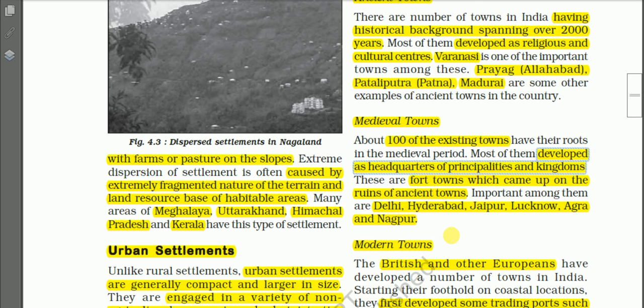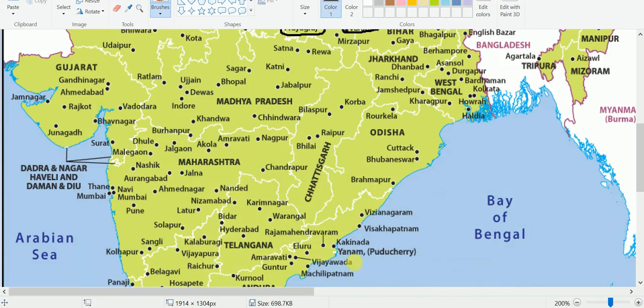And these are forts, towns which came up on the ruins of ancient towns. Actually, on the ruins of the ancient towns, these towns were developed merely as forts for defense purposes. And we have examples of medieval towns like Delhi, Hyderabad, Jaipur, Lucknow, Agra, Nagpur. I think you can find them on the map of India also.